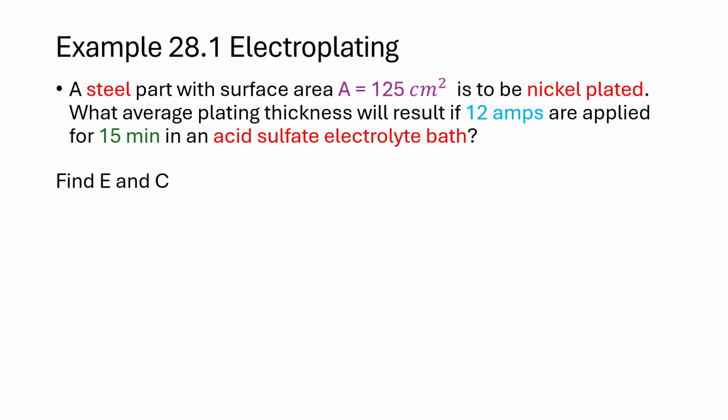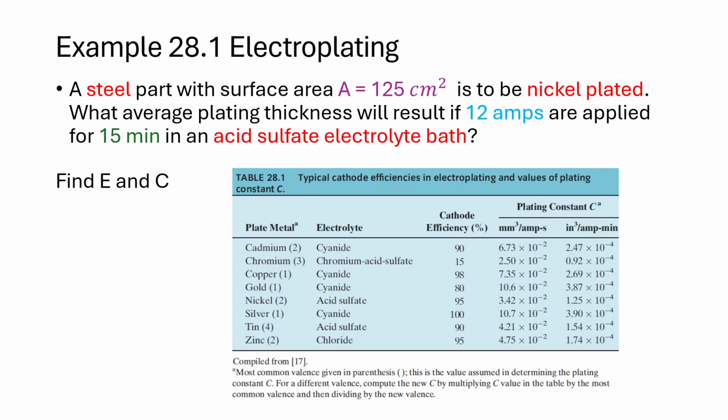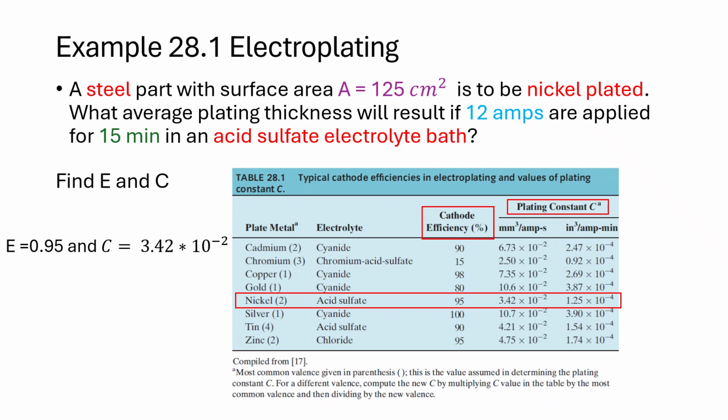So coming now to find the value of the E and the C, we're going to use this table. Let's look for where the nickel is. Here's the nickel, and the bath is the acid sulfate. That's the other acid sulfate. So now that's my target: the cathode efficiency E and the plating constant C. 0.95, which is 95%, is going to be the efficiency. And the C value is 3.42 multiplied by 10 to the power minus 2. So these are my E and C values.